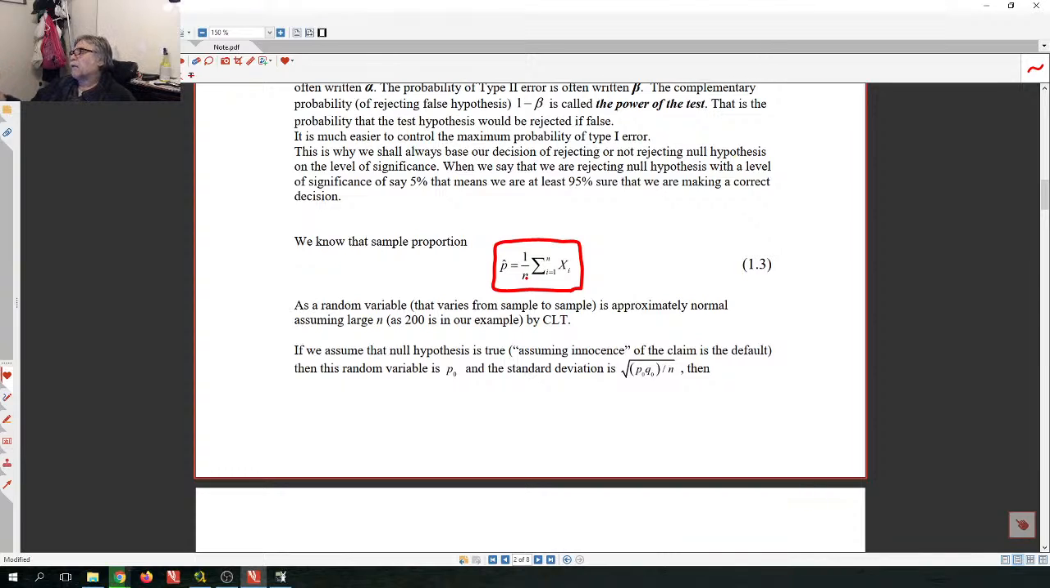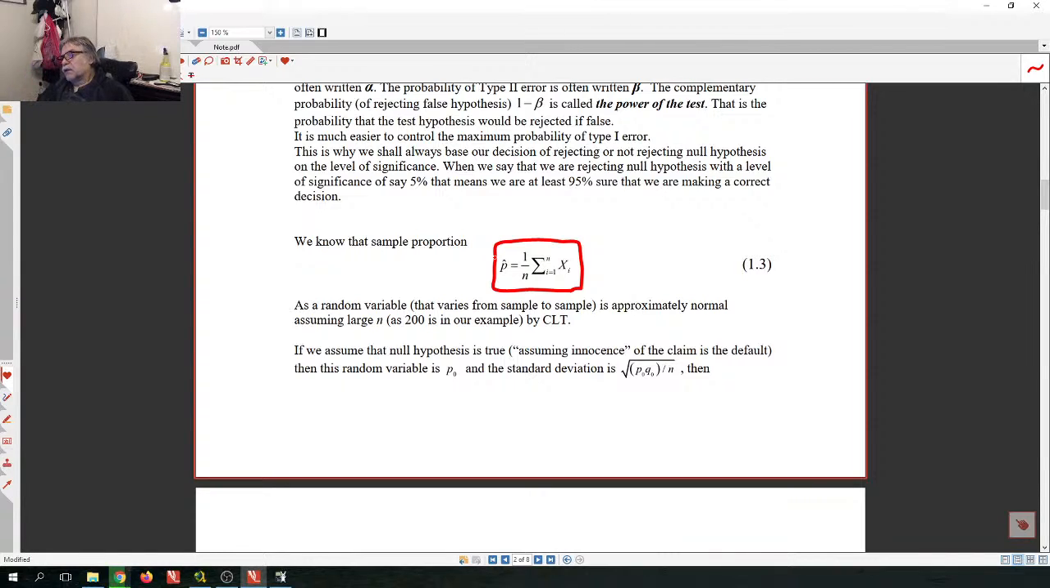So in the sample, 98 of them support this political candidate, 102 do not. And so when I sum these ones and zeros, I get 98. I have to divide it by 200, so I get 49%. So that's a sample proportion, okay? What do we know about this? Well, it varies from sample to sample. One sample is one thing, another sample is another thing. So it's actually a random variable.